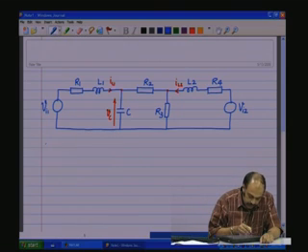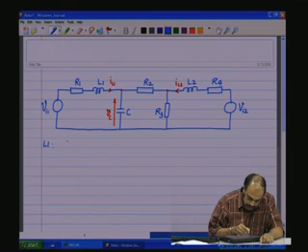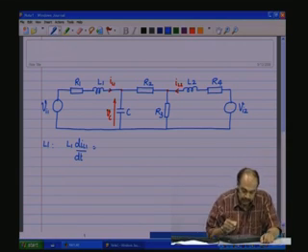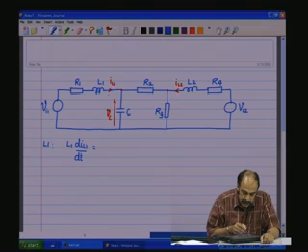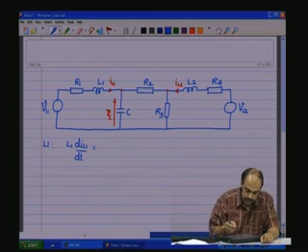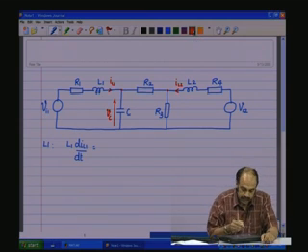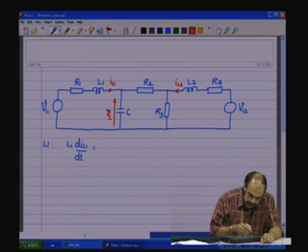So, first we take L1 dIL1 by dt should be equal to the voltage across L. Now, the voltage across L by Kirchhoff's voltage law should be equal to the algebraic sum of all the other voltages. So, let us see the other voltages which are there in this loop.